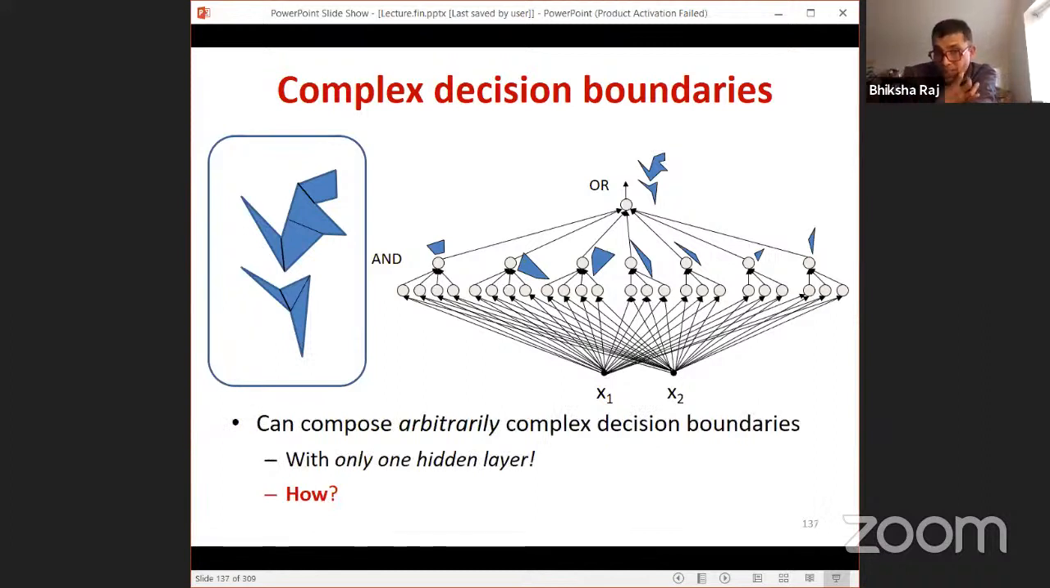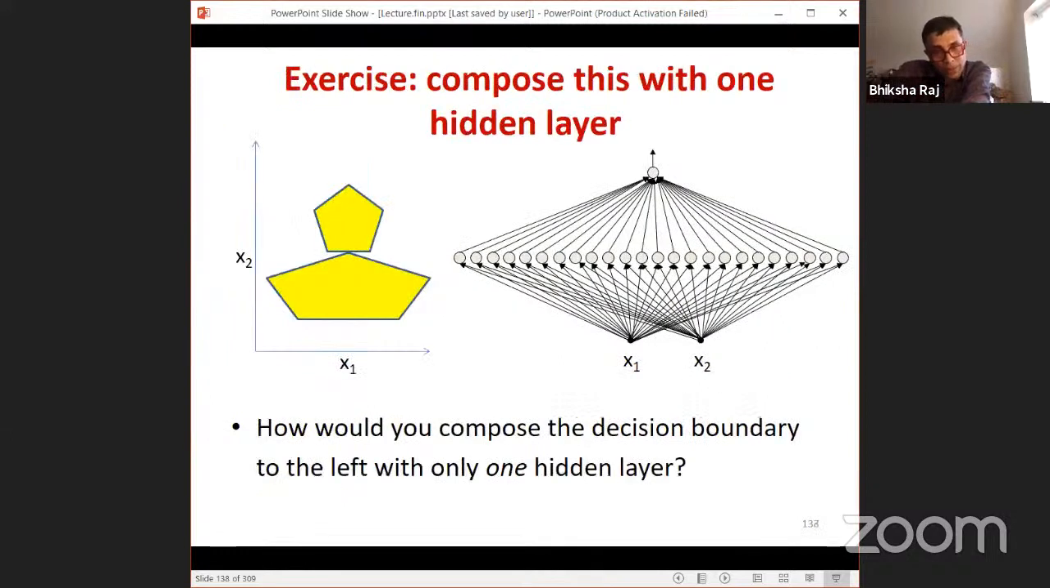But can I do this using just one hidden layer? And if so, how? So here's the question. How do I compose the decision boundary for this double pentagon decision boundary using just one hidden layer, like the one over here?